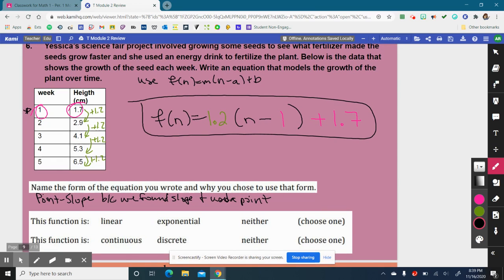Now, is this function linear, exponential, or neither? Well, it's linear, right? Because we add. And this is going to be a continuous equation. Why, Miss Rolfe? Because we're talking about the height of a plant, and height we can measure. Measuring is good for continuous. So there we go.